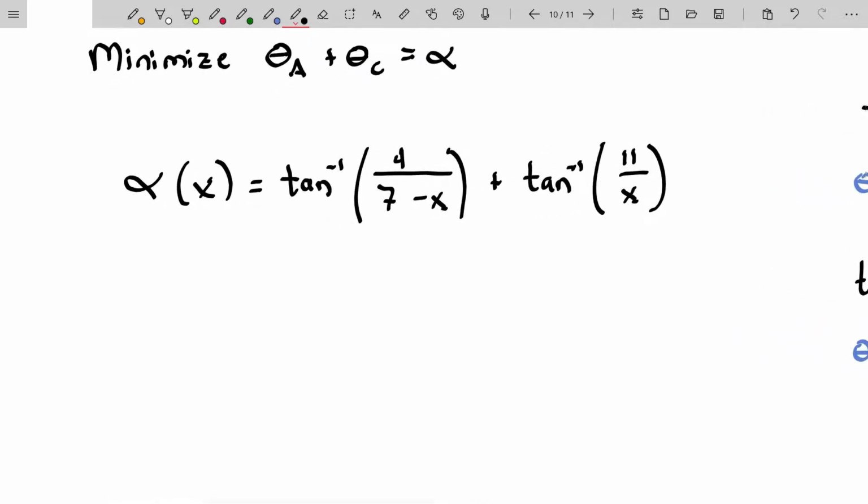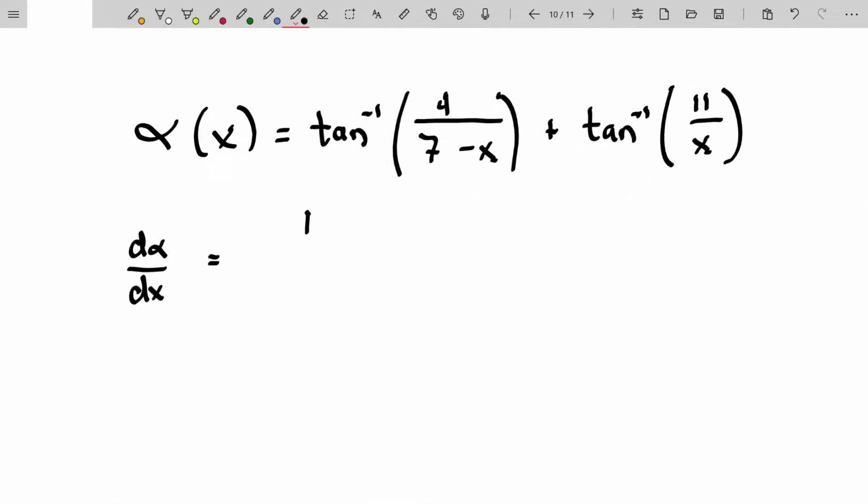All right, now we are going to go ahead and find the critical numbers of alpha. Alpha prime is going to be, and by the way, when I say alpha prime, I really mean the derivative of alpha with respect to x, because alpha is a function of x. The derivative of a tangent inverse, recall, is 1 over 1 plus its argument squared. It's one of the most important derivatives to remember as you enter into Calculus 2. So it's going to be 1 over 1 plus the argument squared. The argument of this first tangent inverse is 4 over 7 minus x. And then, by the chain rule, you take the derivative of that 4 over 7 minus x.